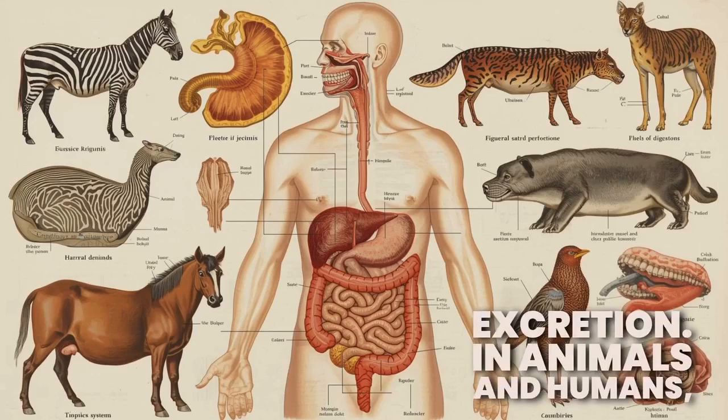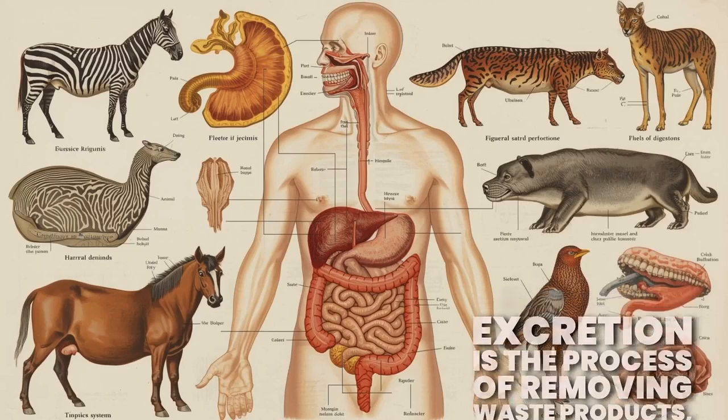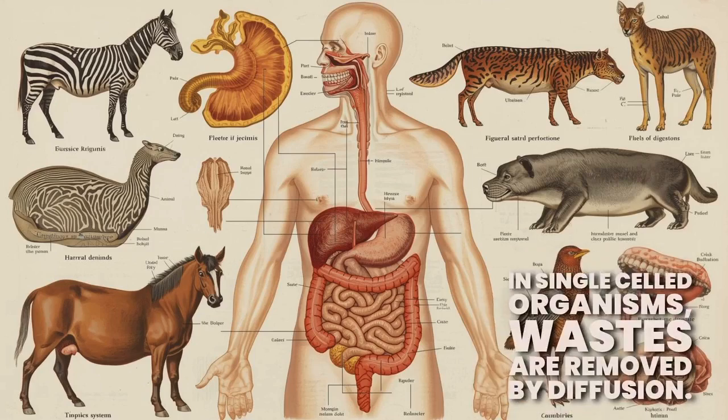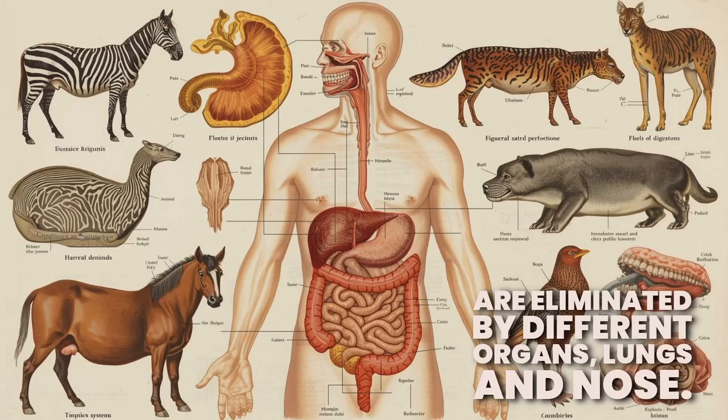Excretion in animals and humans. Excretion is the process of removing waste products, mainly nitrogenous wastes, from the body through the excretory system. In single-celled organisms, wastes are removed by diffusion. In humans and animals, non-nitrogenous wastes are eliminated by different organs.